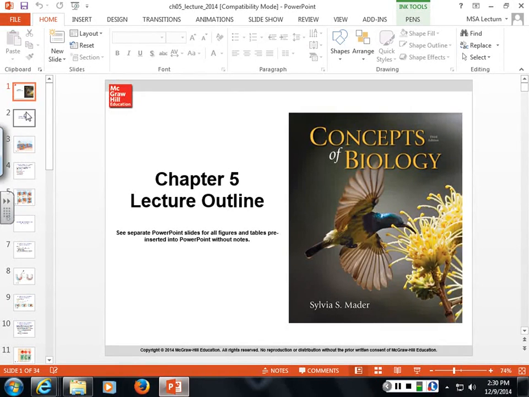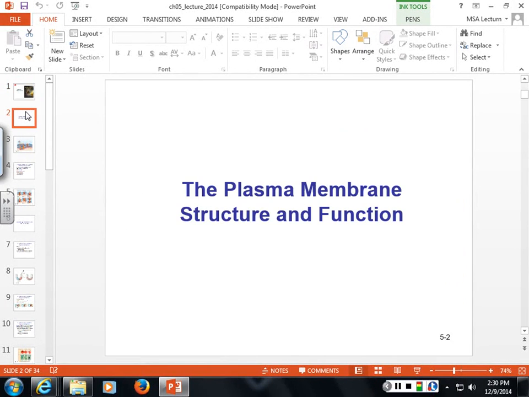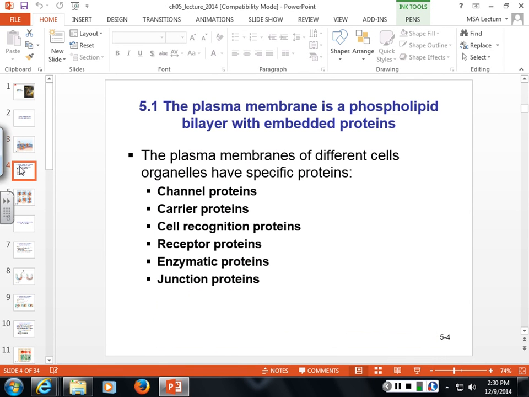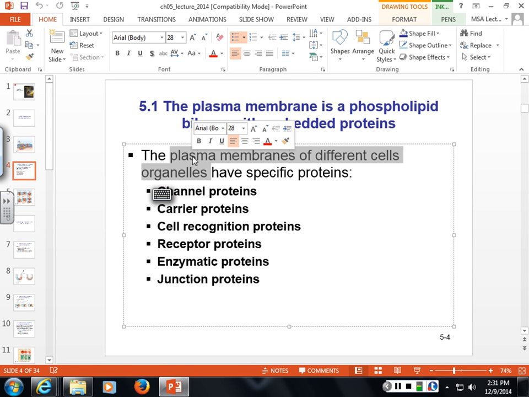Let's talk about Chapter 5. So basically, let's talk about the plasma membrane structure and function. There's a few key terms that you have to be able to understand. I'm going to skip to the next slide here and then we'll go back. These are all the different types of proteins that we can have that are embedded within a plasma membrane.